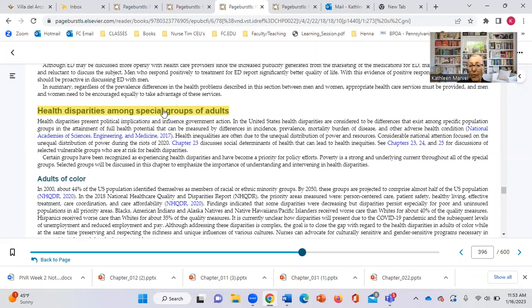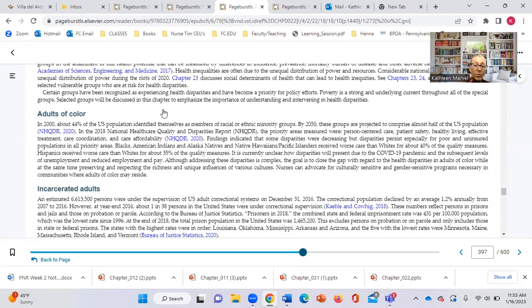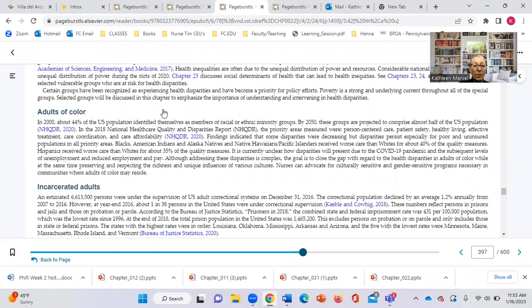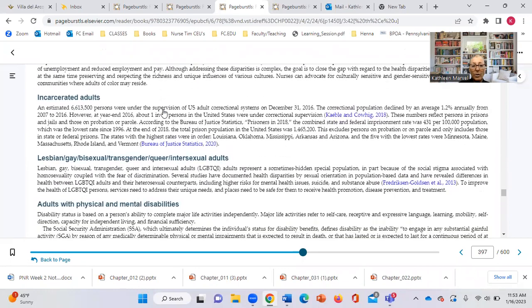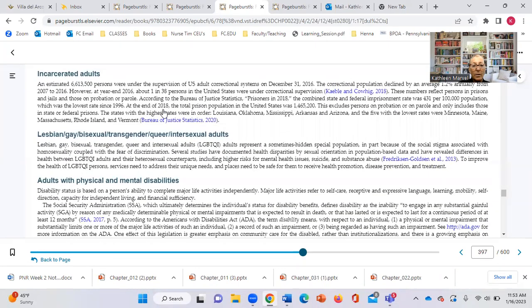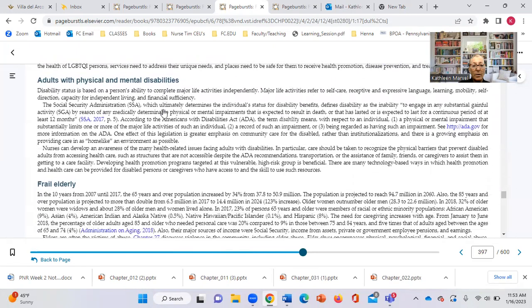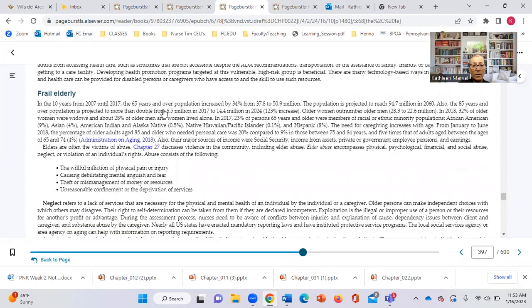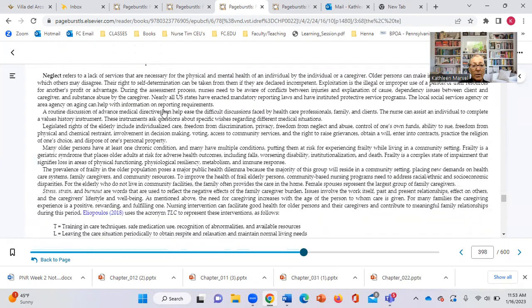We know that poverty is a strong underlying current throughout all the special groups. So some of these special groups that experience health disparities are adults of color, incarcerated adults, LGBTQ community, adults with physical and mental health disabilities. The frail elderly are also a targeted group.